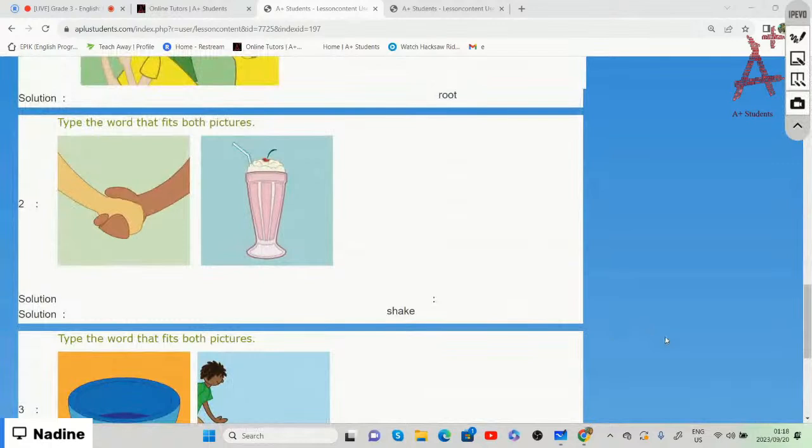Then we have shake, right? As we can see, in one picture they're shaking hands. That is called a shake, as well as a milkshake, which is also a shake. So one is shaking hands, and the other one is also a shake, which is a milkshake. So shake and shake.